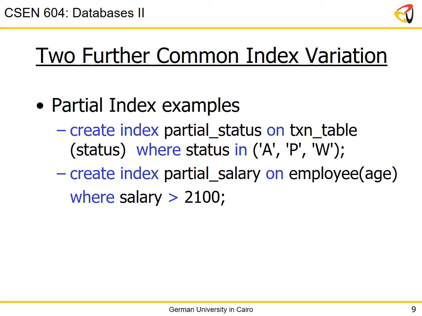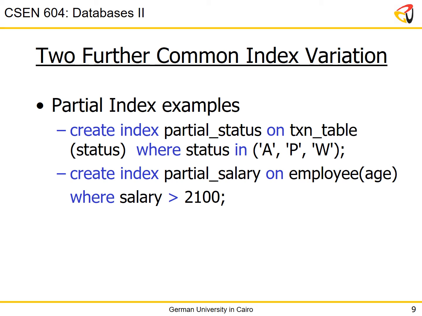What if you get this query? Select star from transaction_table where status equals X. You're not going to use the index. The database engine is not going to use the index because the index does not contain any entries for X. So what's going to happen then? The database engine will load the table itself and open it page by page, and will retrieve row by row to find out rows that have the status equal X. Because it cannot use the index, because X does not exist in the index. What exists in the index are rows that have A, P, or W.